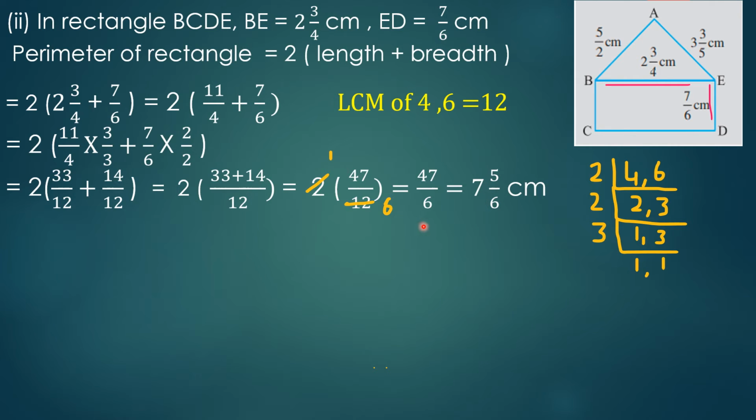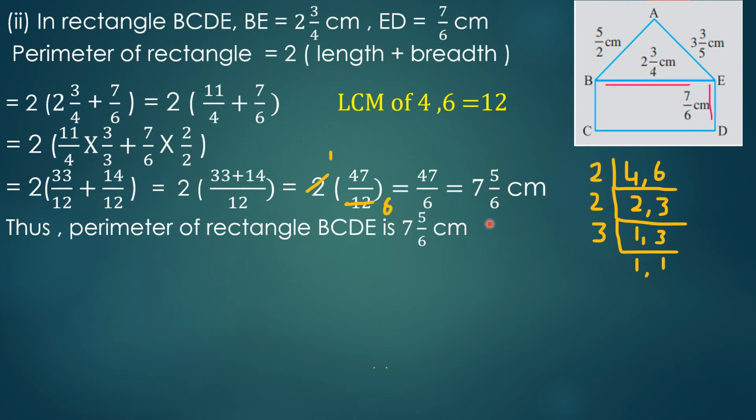Otherwise we can do it in this way also. 6 1s are 6, 6 7s are 42, 42 and the remainder is 5, and therefore the 6 7s are 42, so 7 should be written here, and the remainder 5, and here the denominator 6. So 7 5 by 6 centimeter is the perimeter of a rectangle.